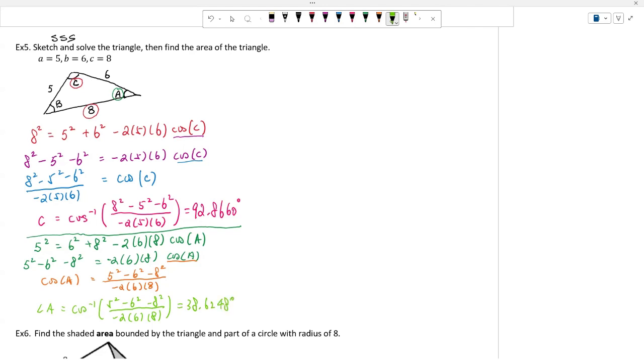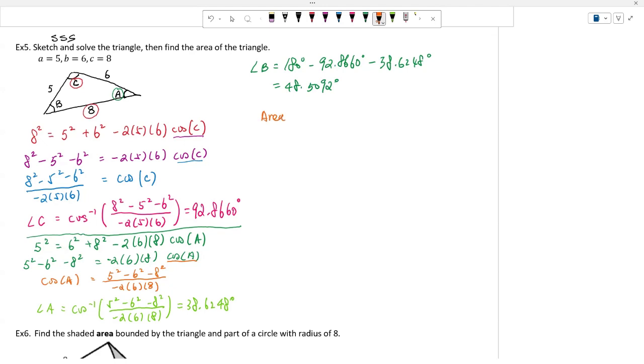Okay, so once we have the angle C and the angle A, then of course we will be able to find the angle B, which is equal to 180 minus 92.8660 minus 38.6248. Then it is equal to 48.5092.